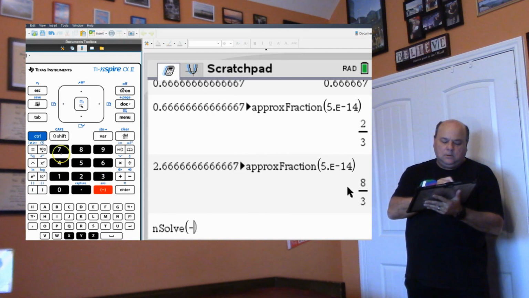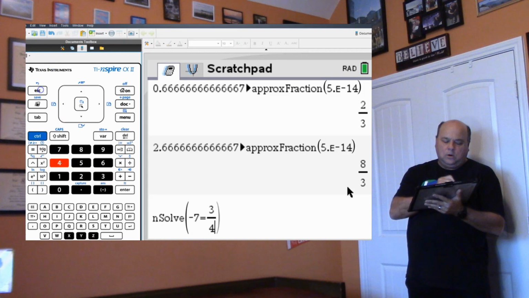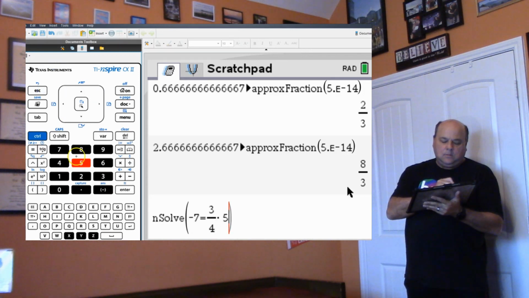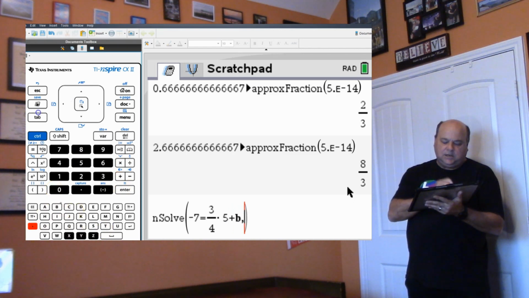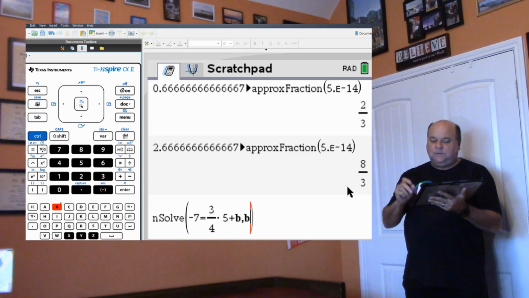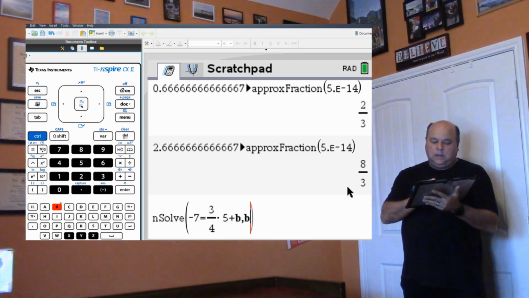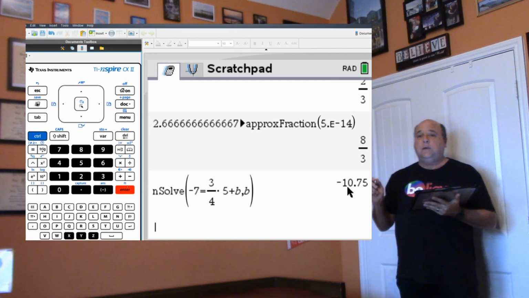-7 equals, control divide, 3 down 4, right arrow button times 5, plus b comma b. And this is going to be a fraction here, okay? So we have this in there. That's the problem we need. Hit enter, and we get -10.75.